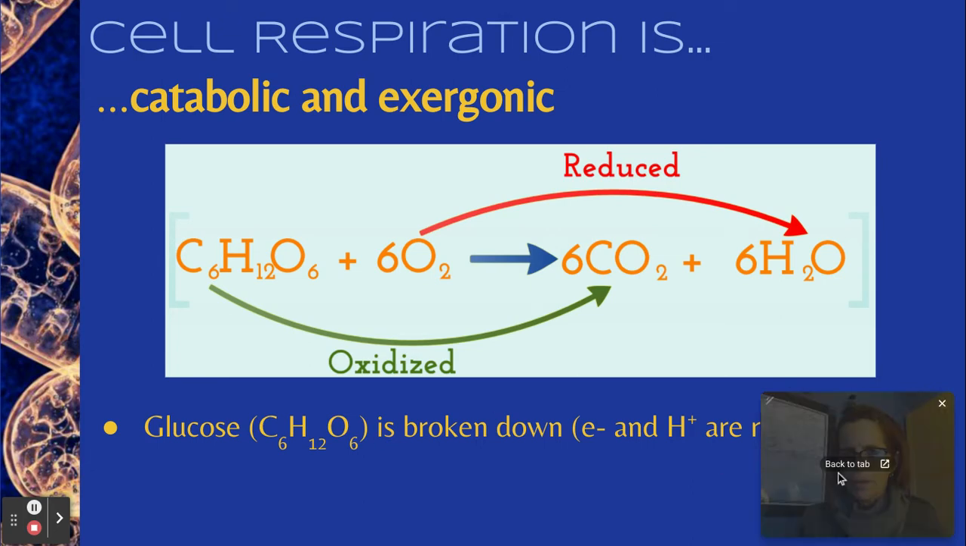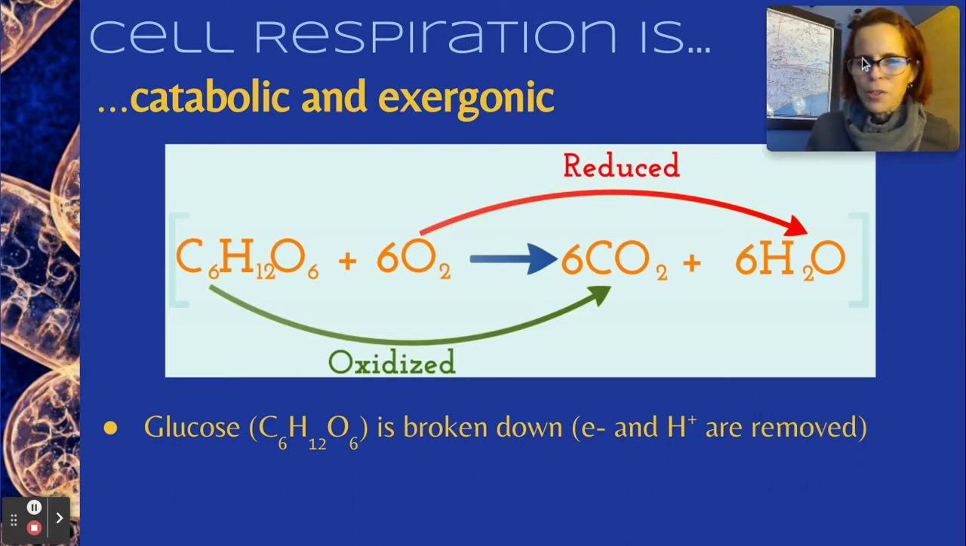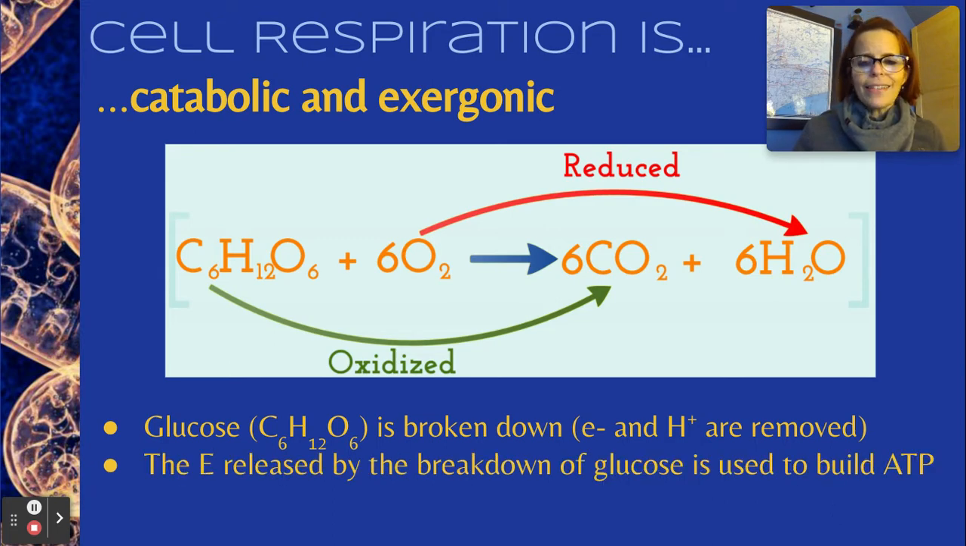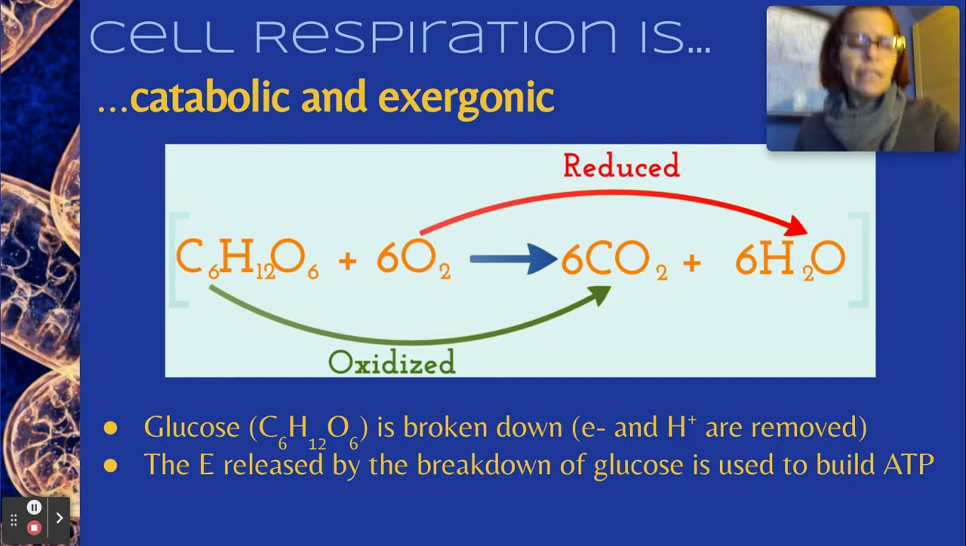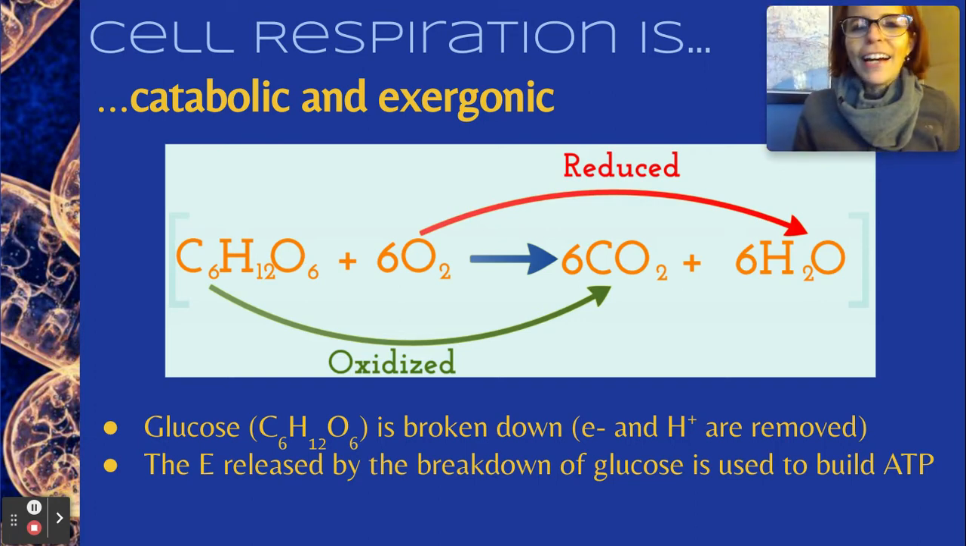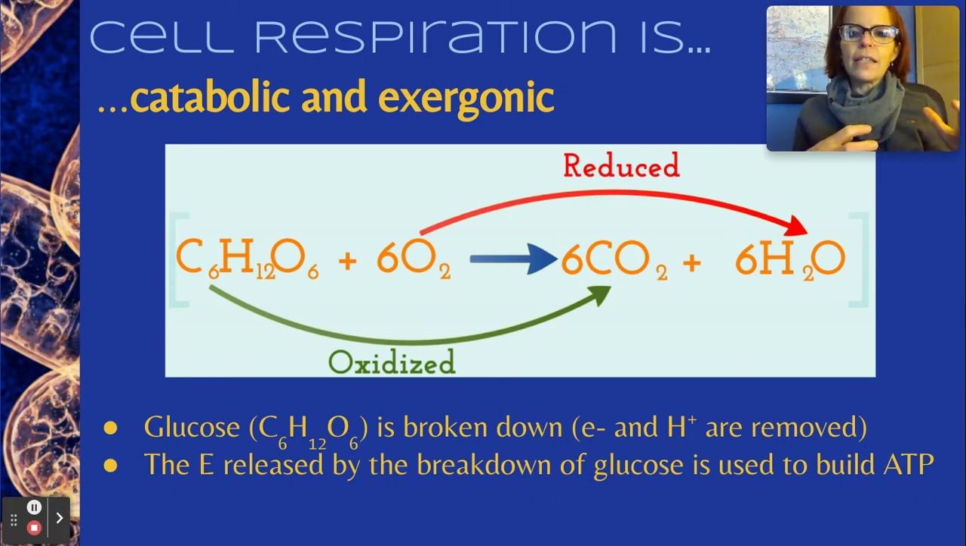So let's read through here, get my picture out of the way. There we go. Glucose is broken down. Its electrons and its hydrogens are removed. It is oxidized, and I want you to see the green arrow. Remember, reduction means that electrons are gained, and that reduces its overall charge. But with oxidation, the electrons are being removed. And when that happens, we often see an increase in the number of oxygen molecules. That's where the name oxidation comes from.